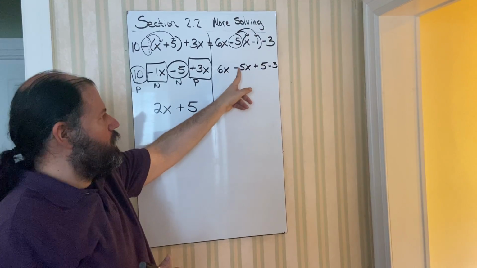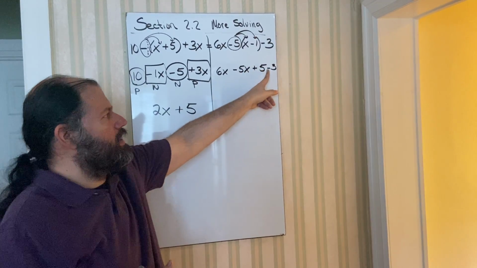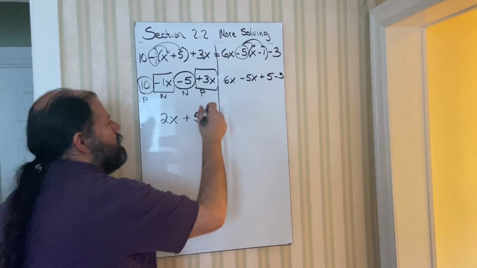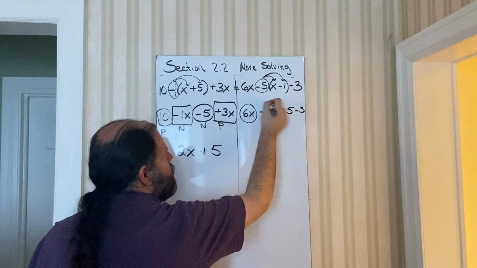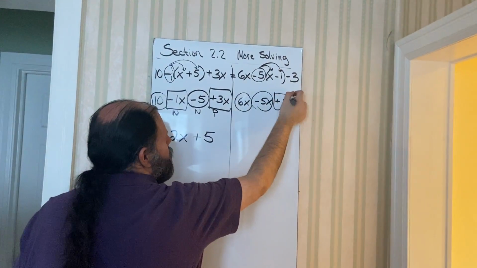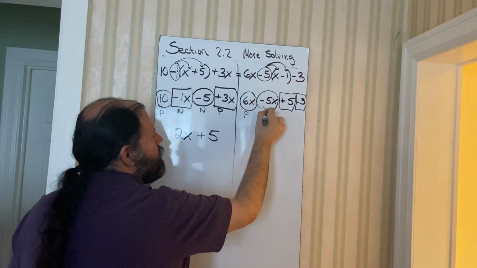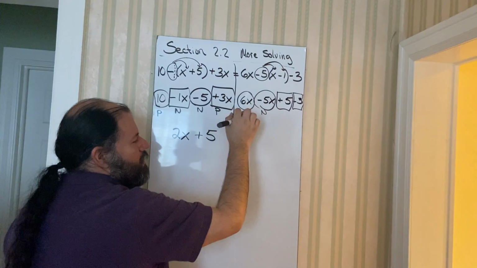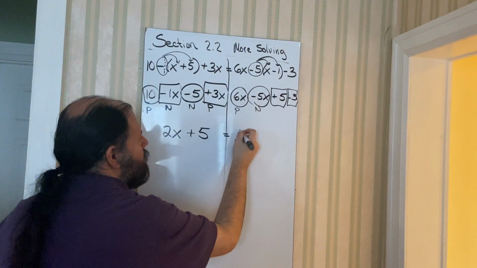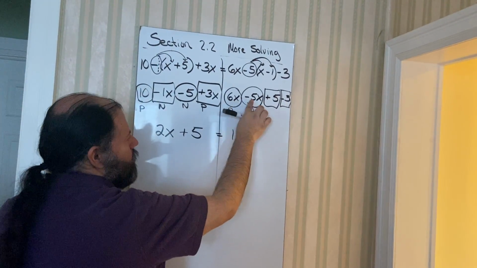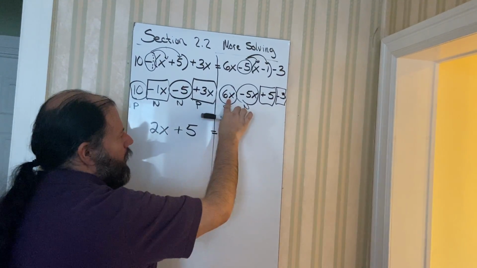Coefficient, variable, constant, constant. So you can see that these two are going to collect, and these two are going to collect. So this is a positive, this is a negative. When you have a positive and negative, subtract. We're going to get 1x. 6 from 5 is 1. Keep the same label, x.